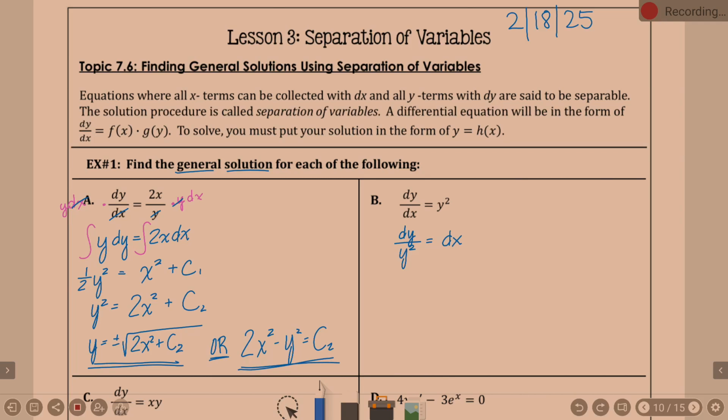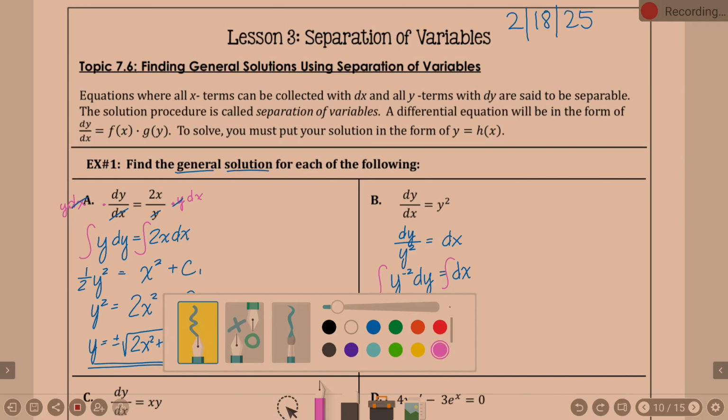Now, before I integrate it, what's another way to think about a y squared in the denominator? Right. So I would think about this as y to the negative second dy equals dx. I think you'll have more success integrating that way. Now, since we've separated our x's and y's, we're ready to integrate.